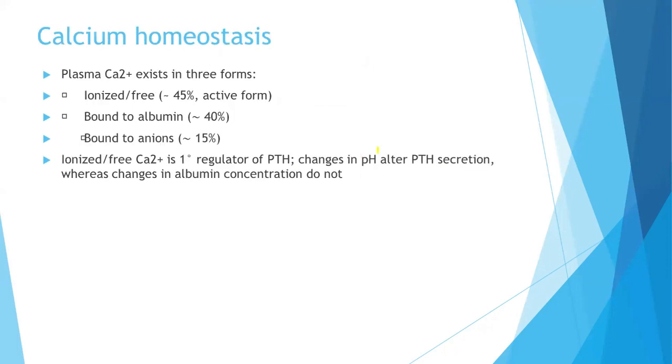Now, calcium exists in three forms: the ionized or free form, bound to albumin, and bound to ions. So the ionized or free calcium is the primary regulator of the PTH. Now, changes in the pH alter the PTH secretion, whereas changes in the albumin concentration do not. So whenever there is a decreased ionized or free calcium, that will cause the stimulation of the parathyroid gland to release the PTH, and then the PTH will lead to the increase in the calcium levels by the mechanism that we have discussed earlier.